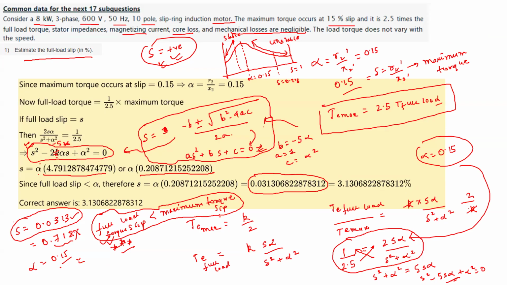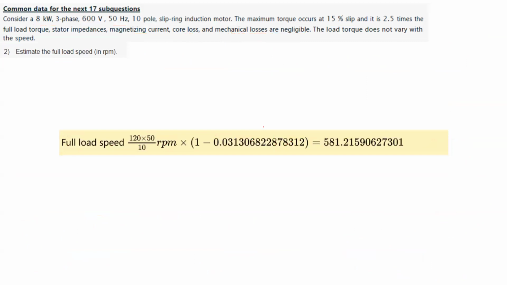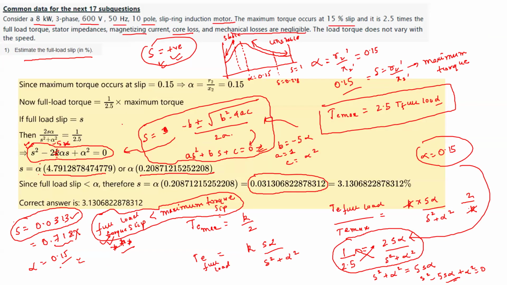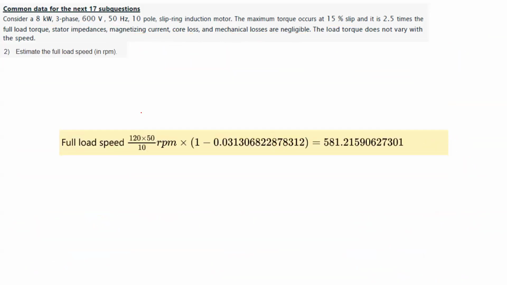Okay. So now moving to the next question. This next question is the continuation of the last question only. They're asking you to estimate the full load speed. So what is the full load speed? Because we have obtained the value of full load slip, full load speed is nothing but NR, which is corresponding to full load speed, is equal to 1 minus S into NS, where S is slip corresponding to full load.